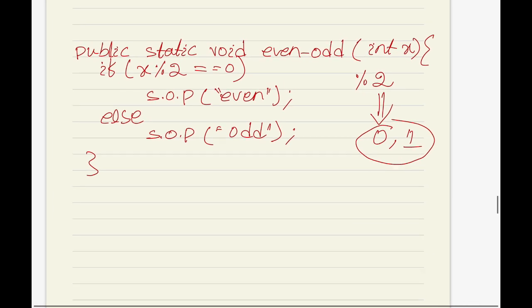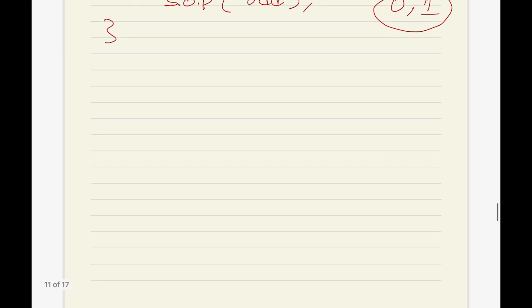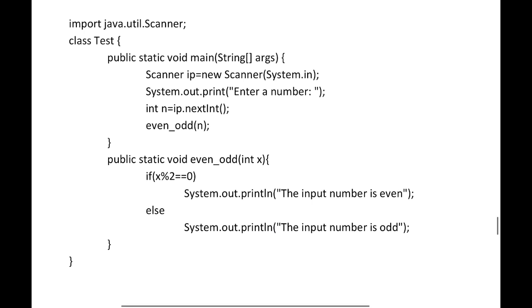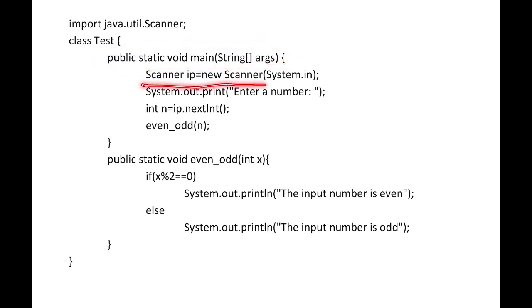So we can write the complete program and call this method even odd from the main method. You can see the complete program here. Here you can observe the public static void main. So it is one method. Main is also a method. Scanner ip equal to new Scanner(System.in), then system.out.print enter a number. So it is going to display enter a number on the screen. Then int n equal to ip.nextInt, that is the user input is going to be stored in variable n.